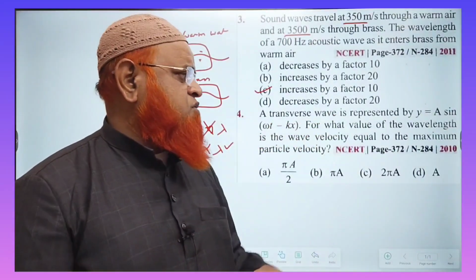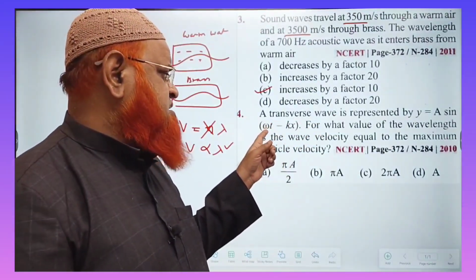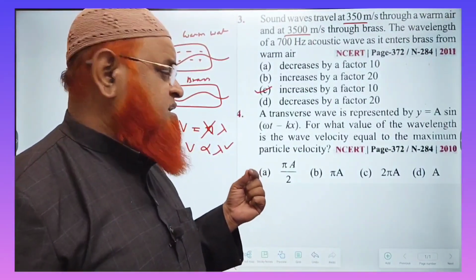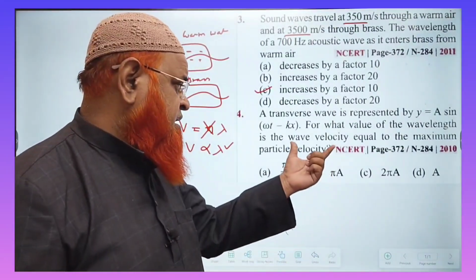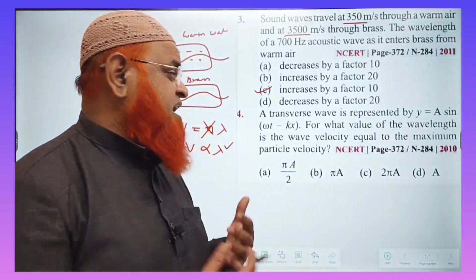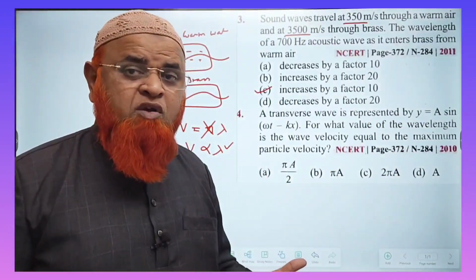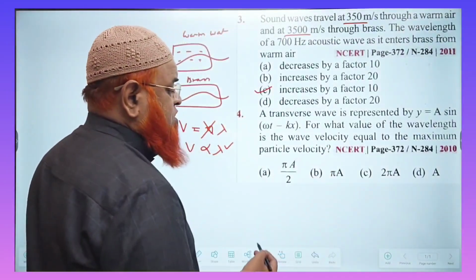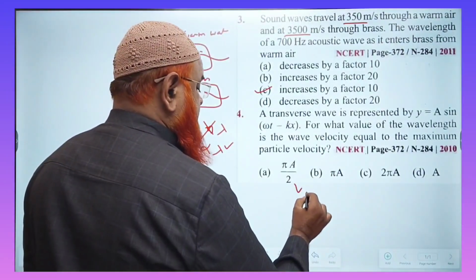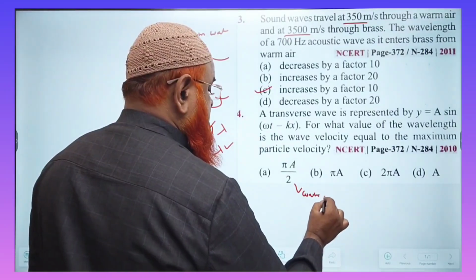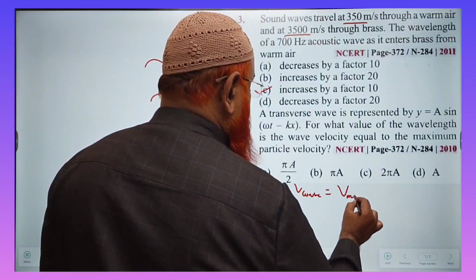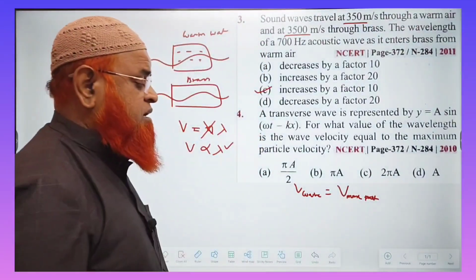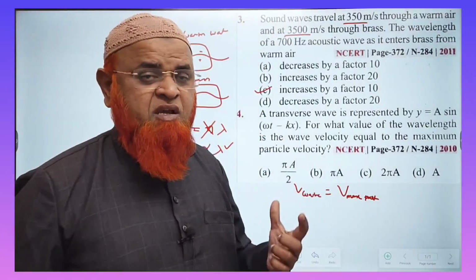If you observe the second question, it is given that y is equal to a sin(omega t minus kx). Now he is telling in the question that wave velocity is equal to maximum particle velocity. So what is the wave velocity and what is the particle velocity? See here. The velocity of a wave is equal to the maximum particle velocity. This is the given condition here.